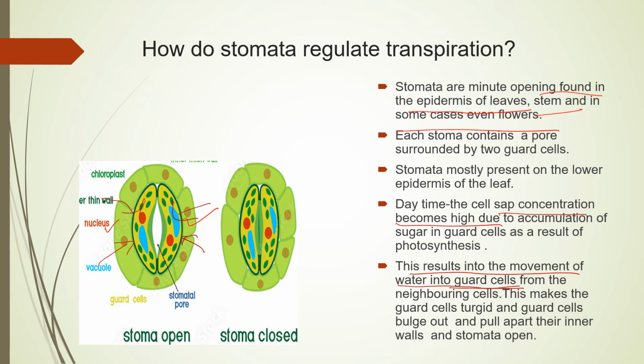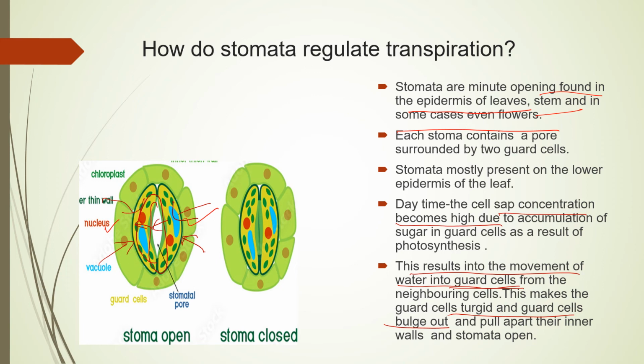As the cell sap concentration is high, there is sugar accumulation in the cells. So the water from the outside moves inside the guard cells, and they become turgid. These guard cells are bulging out, they are becoming hard, they are becoming turgid, and they are pulling apart the inner walls of the stomata. So see, they are pulling apart the inner walls, and the opening can be seen; the stoma is open in the morning.